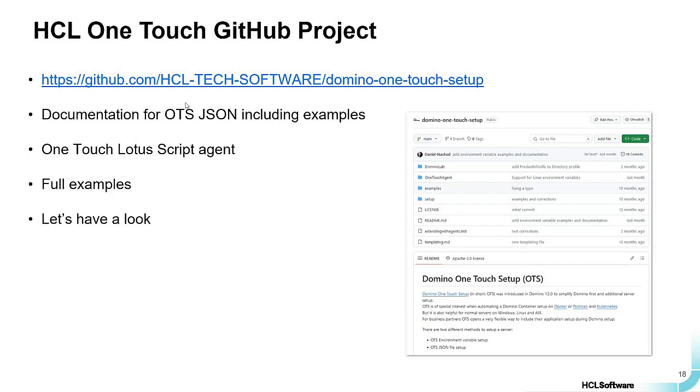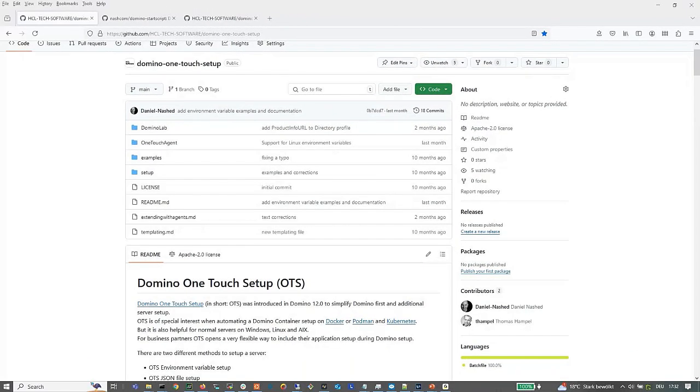It has no GitHub pages right now. Maybe we will do one a little bit later, but for now, the structure is pretty simple. You have the README where all the information is located, and then you have some example directory. We have the one-touch agent, and we have a full Domino lab setup that we will look into a little bit later.